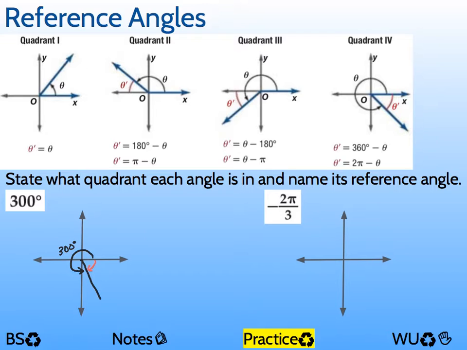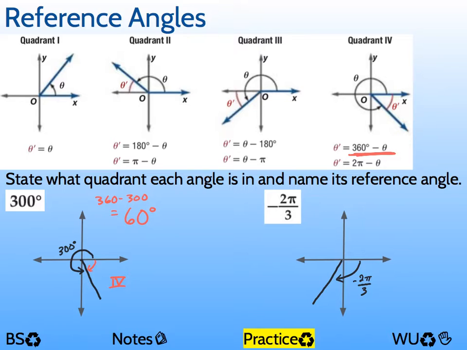Pause your video now so you can figure out what the reference angle is for 300 degrees. Since 300 degrees is in quadrant 4, that means we'll be looking at 360 minus theta. So in that case, the reference angle is 360 minus 300, which gives you a reference angle of 60 degrees.